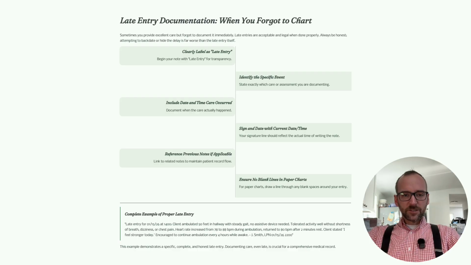Late documentation, you can clearly label it as a late entry, but it is time-stamped. Identify the specific event, include date and time, sign and date with the current date and time too, and reference previous notes. We don't really do paper charts anymore. And the thing about late charting is everything is time-stamped. So if you chart something at 7 p.m. that you did at 8 a.m., they can see you're doing that 11 hours later.